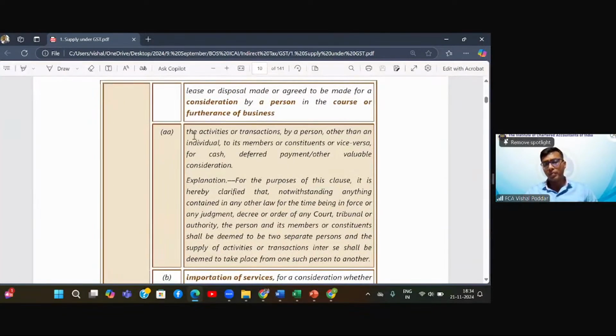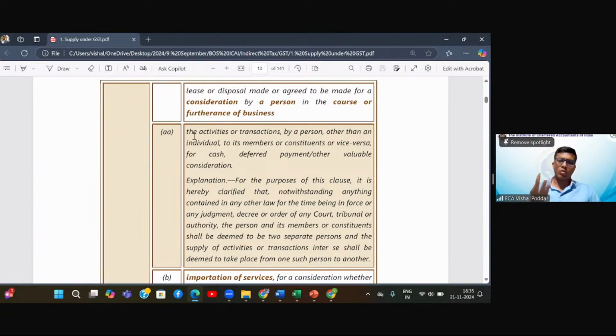Now this is an amendment. If you remember, we discussed this in detail: there was a decision in the Kolkata Club case, whereby the Honorable Supreme Court gave a verdict that where an unregistered body like a club is giving some services to its members, there can be no supply, because an unregistered body and its members are one and the same.